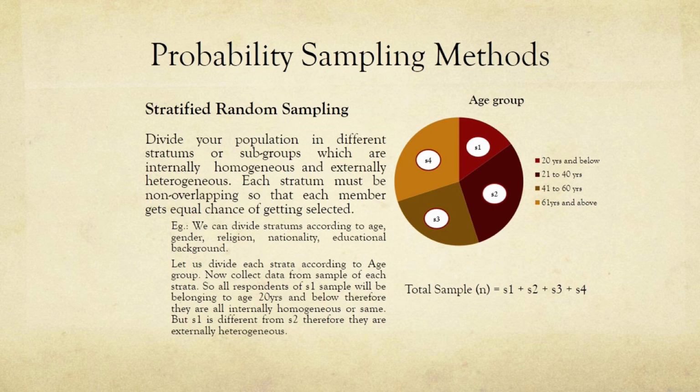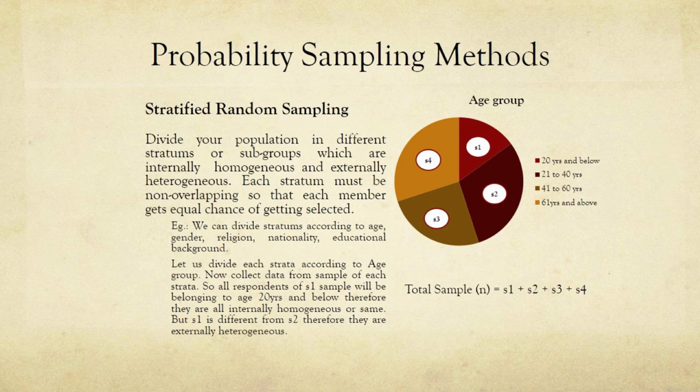Keep in mind that each sample you choose from each stratum will be randomly chosen. It will not be according to your convenience, but randomly generated numbers that I had already spoken about. They are randomly chosen. So this is how we do stratified random sampling.